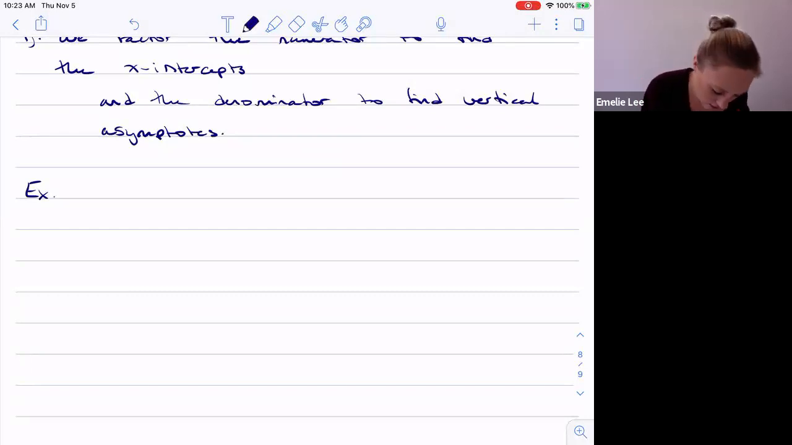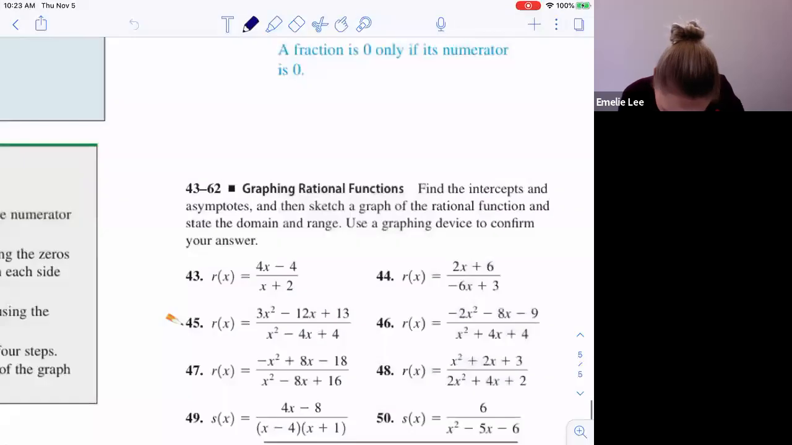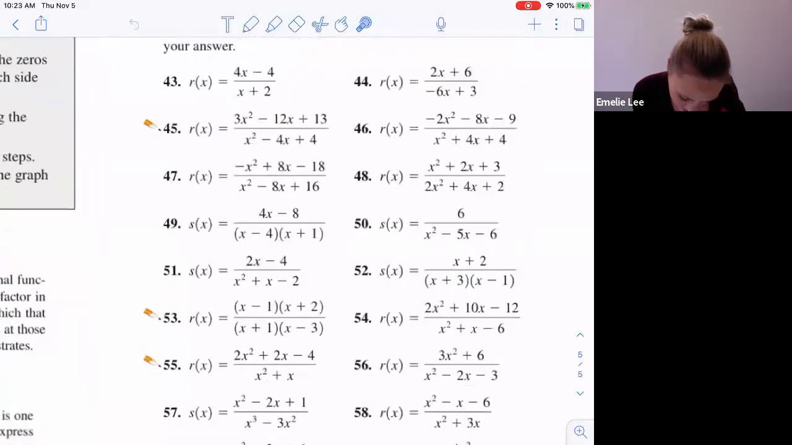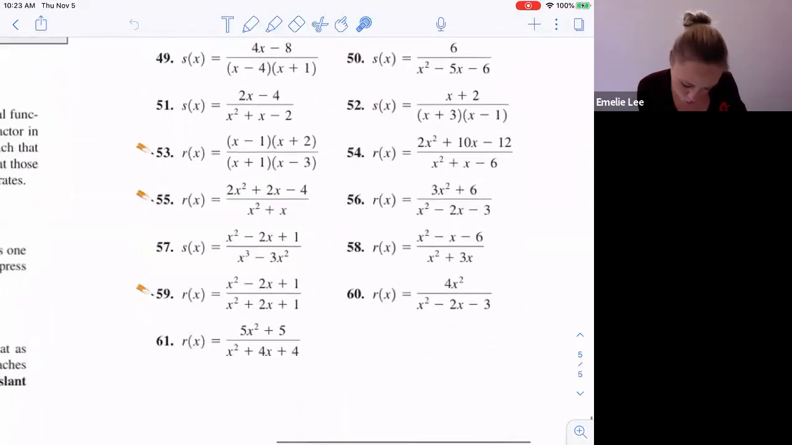Let's see here. I'll just have a look at some of these. Right, and so here, the polynomials are degree 2. These are all degree 2. So you're okay.